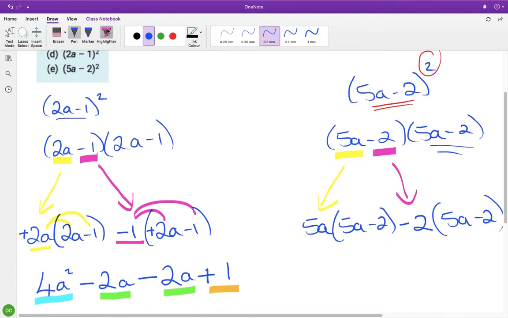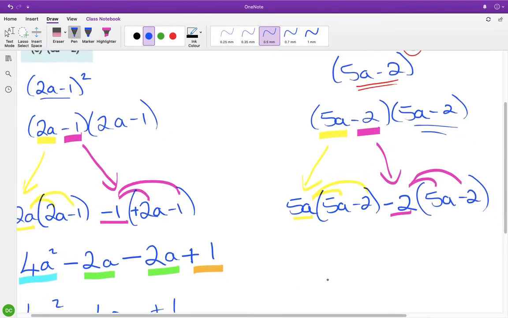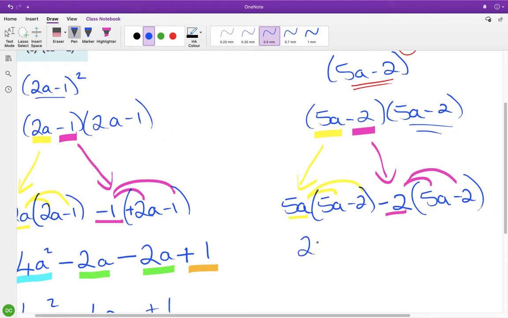Okay, so then I'm going to take the 5a and distribute it across the first bracket, and take the minus 2 and distribute across the second bracket. So 5 times 5 is 25, and a's is a squared. This is a plus and this is a minus, so those signs are different, which gives me a minus. 5 times 2 makes 10, and then I just have 1a.